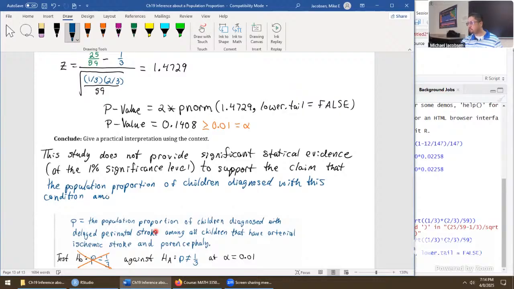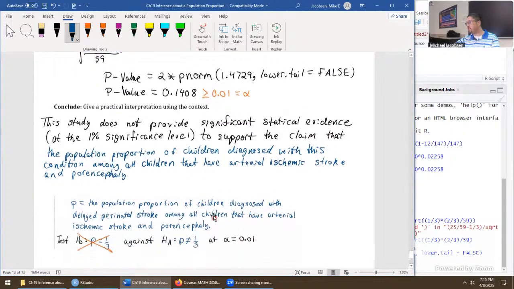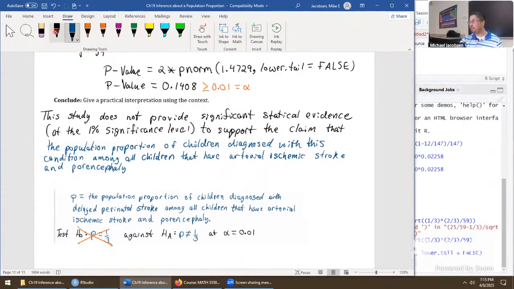Among all children that have, I should say this part at least, arterial ischemic stroke, and porencephaly, I was going to try to paraphrase this more, but I don't think I shortened it up as much, to support the claim that this proportion is not 1/3. It's where it finally gets tied off.